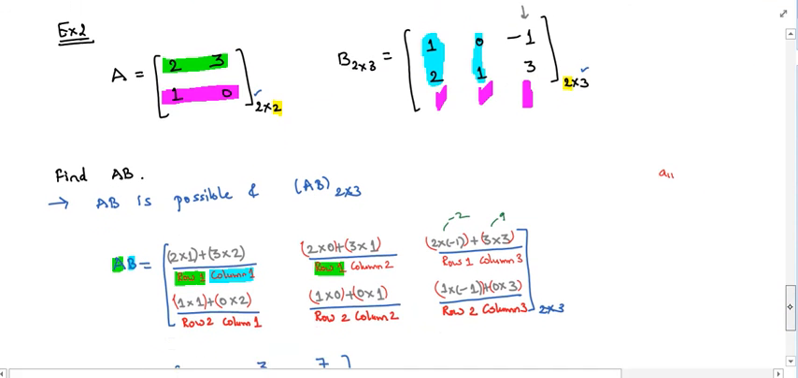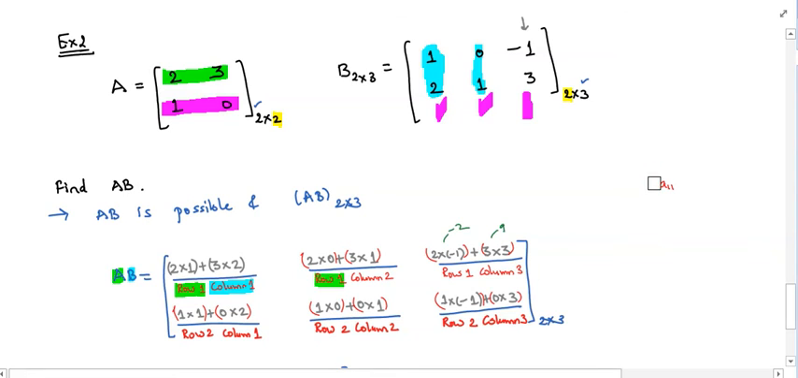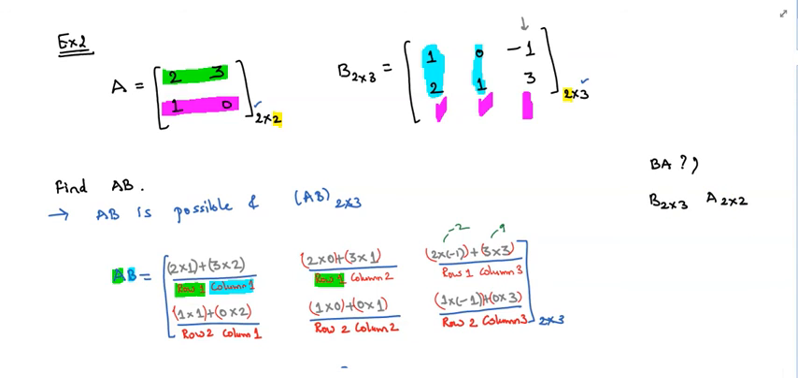Clear? Okay. Is it possible to find BA? B is a matrix of order 2 by 3, and A is a matrix of order 2 by 2. If we check, this 3 is not matching. So it is not possible.